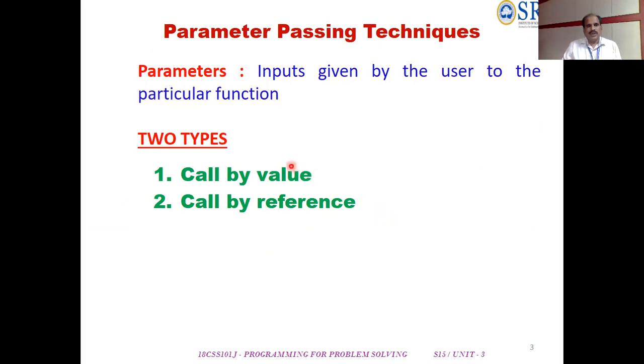So what is meant by parameters? Input given by the user to the particular function. With the help of the actual argument, we are passing the value from the actual argument to the formal argument. That is, we are giving the input to the particular function from the calling function to the called function.